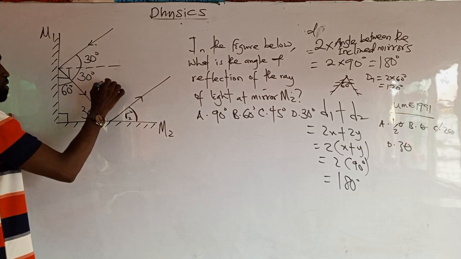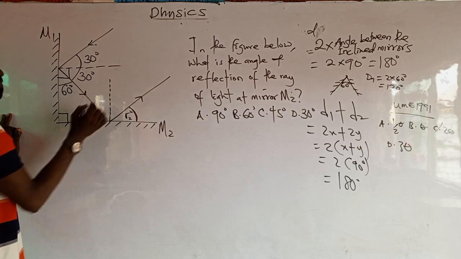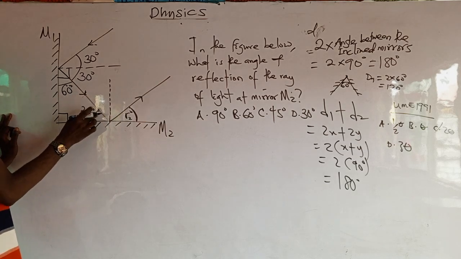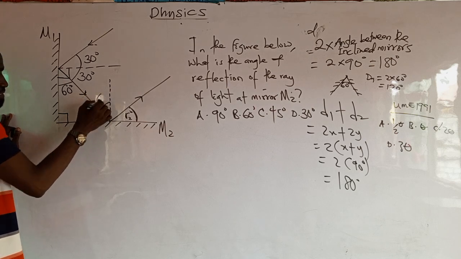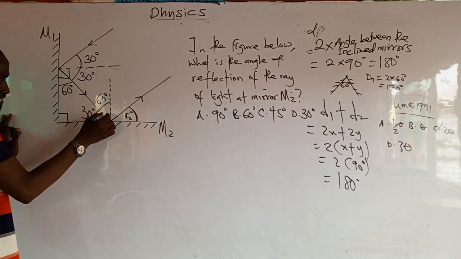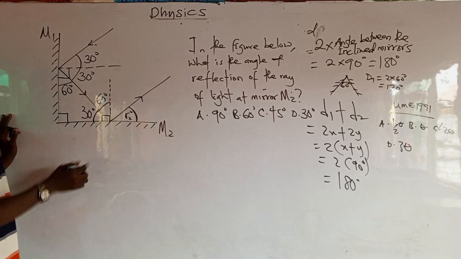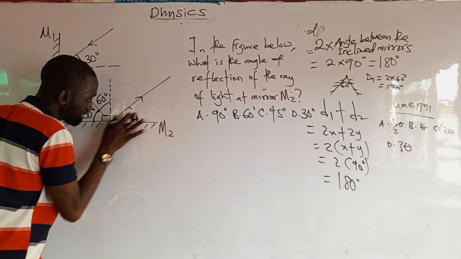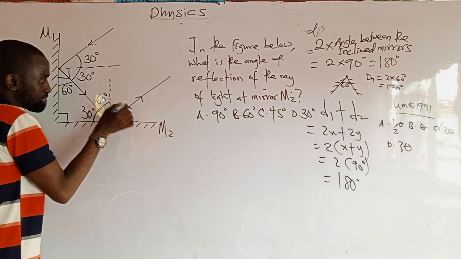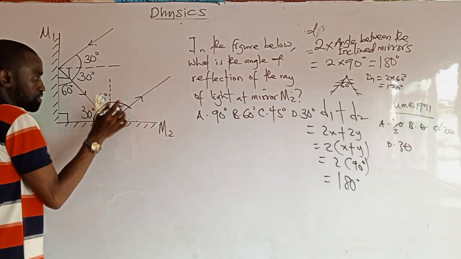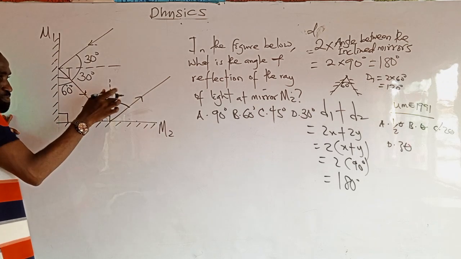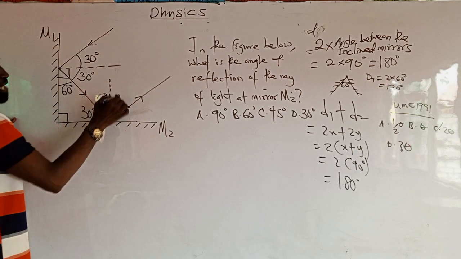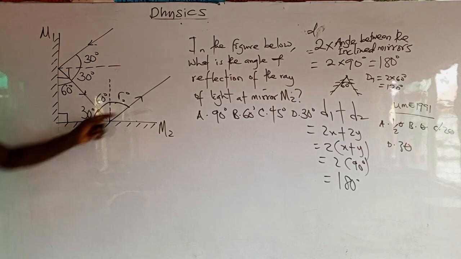Let me complete this shortly. If this one is 30, what will this place be? 60 degrees, because everything is 90. Oh, we're not supposed to find this. Class, rather, we have to find this place, not this place. This is our glancing angle. We have to find this place. So this is our R2, the angle of reflection at mirror M2.